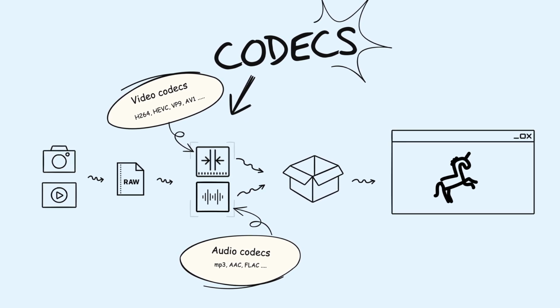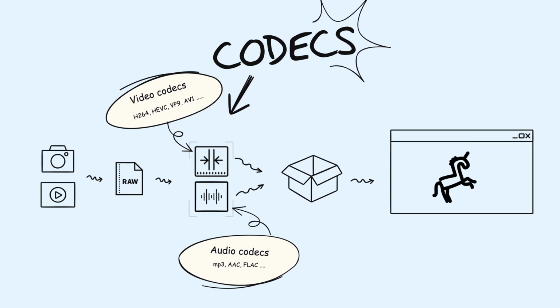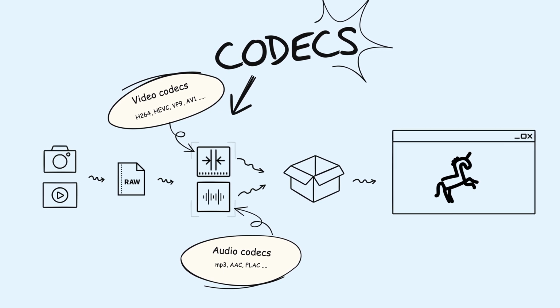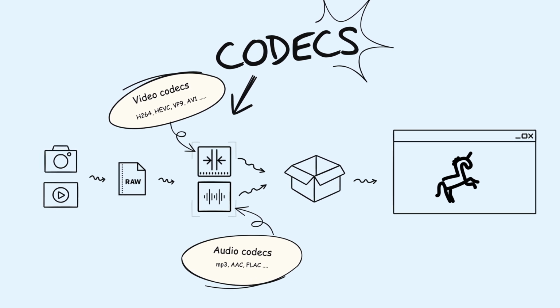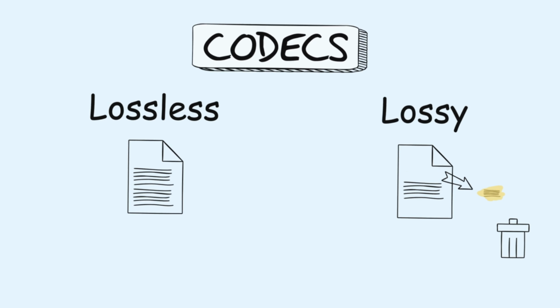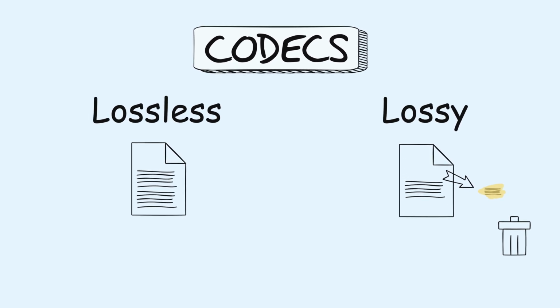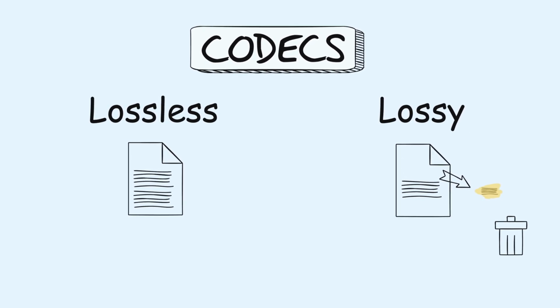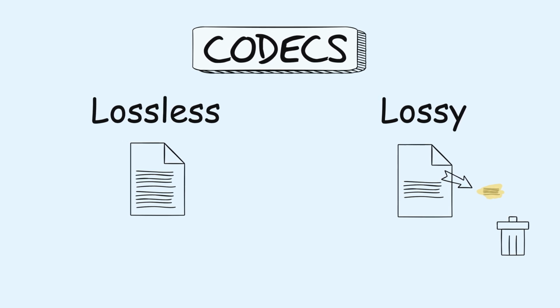It's also important to consider the trade-offs between quality, file size, and processing power when choosing a codec. Some codecs may provide better quality but require more processing power, while others may sacrifice quality for smaller file sizes or faster playback. There are several types of codecs, each with its own set of characteristics and properties.